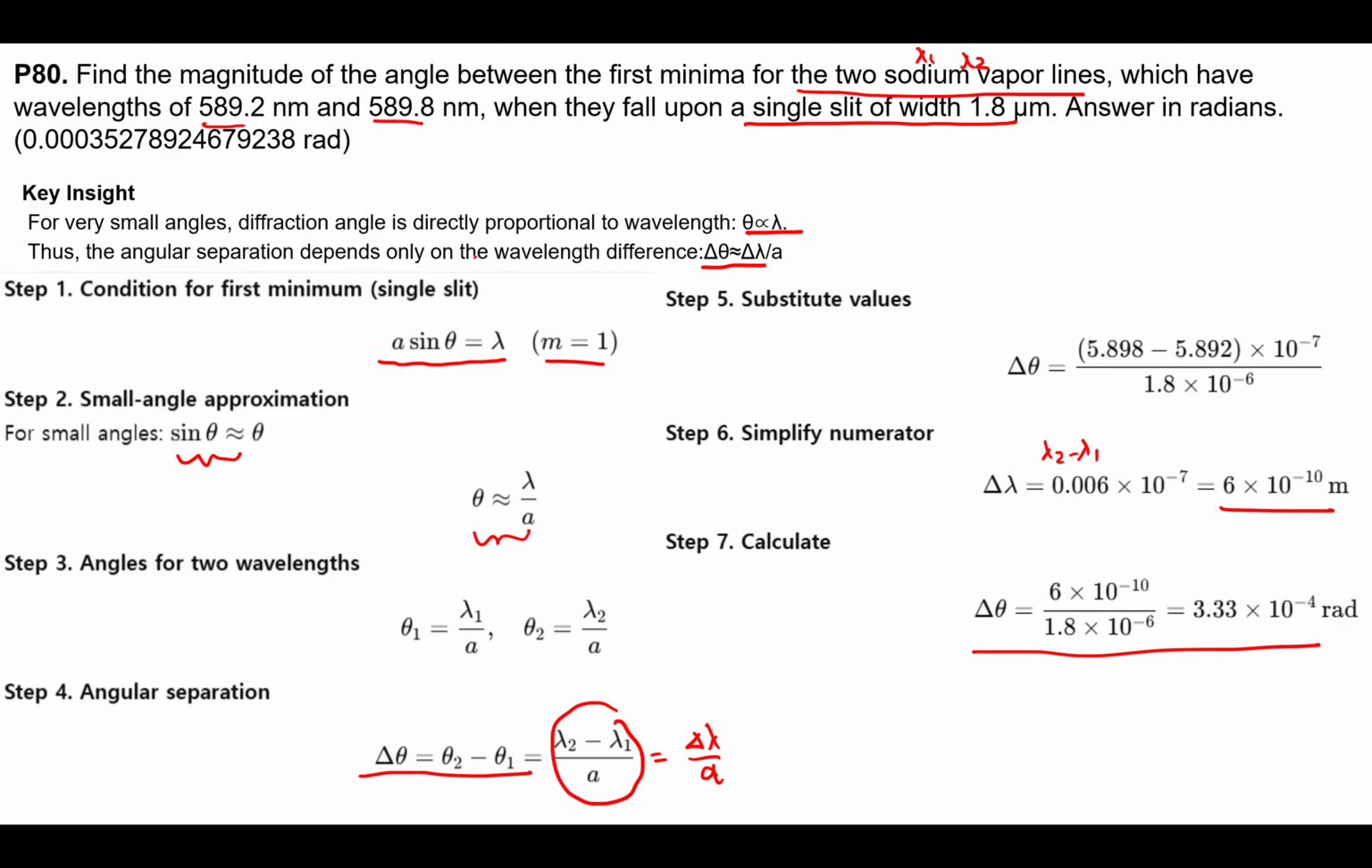Or you can just plug in from this value without any approximations. You can get theta 1 is arcsin of this one, theta 2 is arcsin of this one. And then from this, you get a more or less similar result, but you will find that it is a little bit different. So if you take the arcsin, then you will get this number.